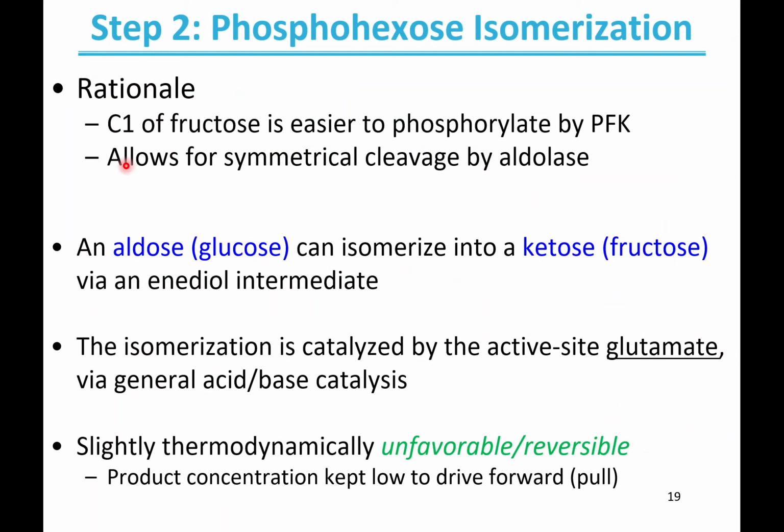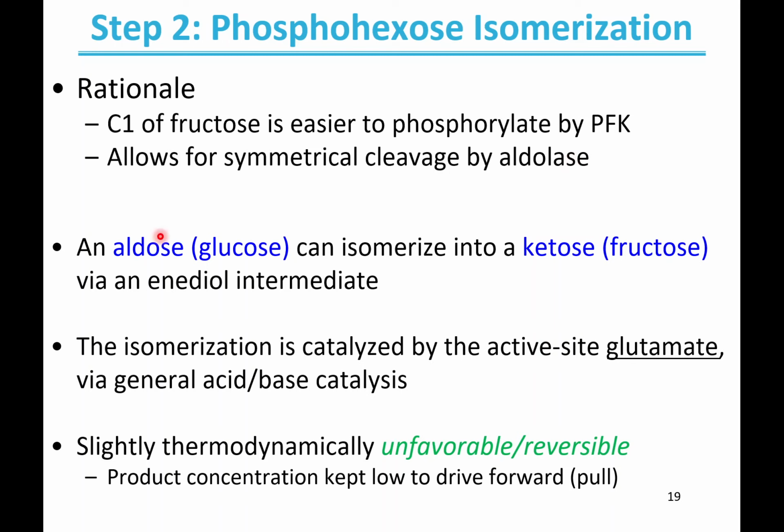The rationale behind this step is that carbon 1 on fructose is going to be easier to phosphorylate by the enzyme in the next step, which is PFK. So we're getting it ready for phosphorylation in the next step. It also allows for symmetrical cleavage by the enzyme of the 4th step. So in this step 2, you're really getting this substrate ready for the next couple steps of glycolysis.